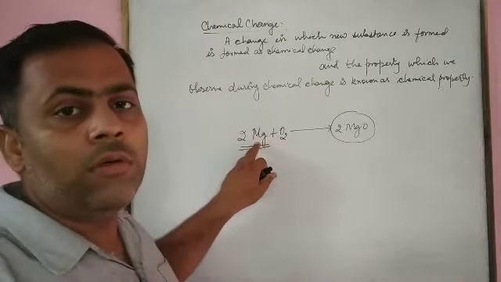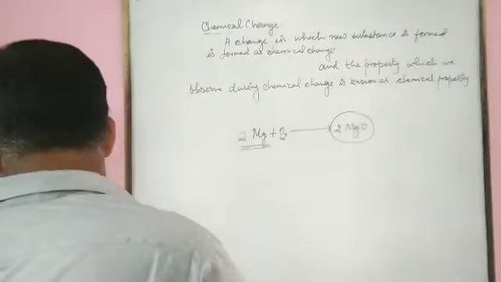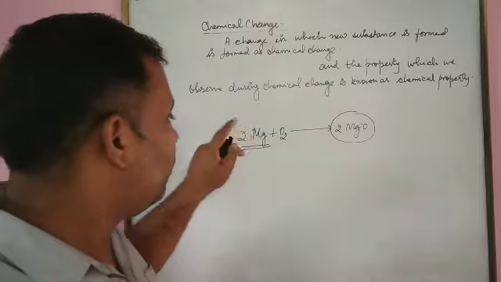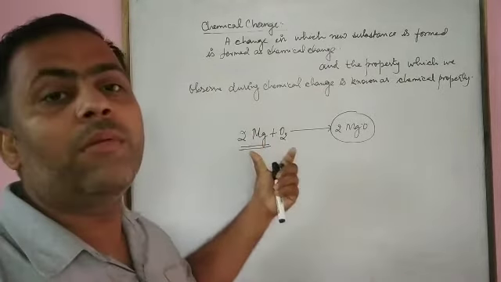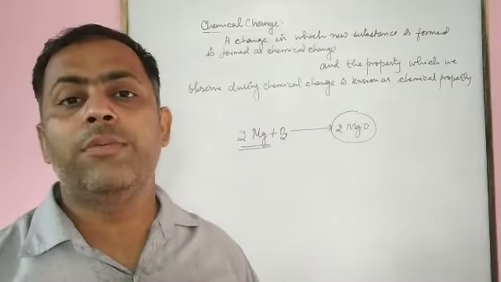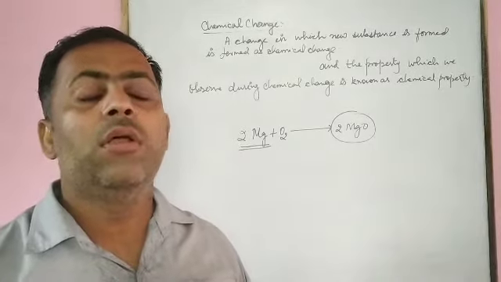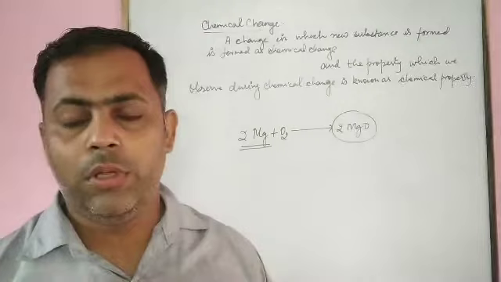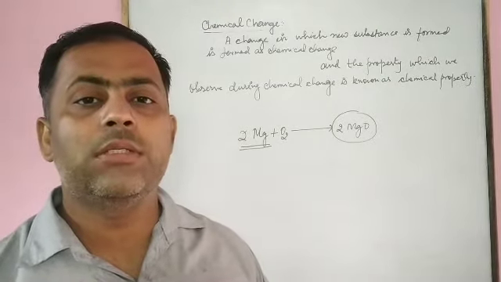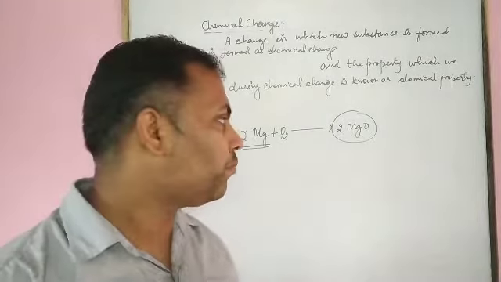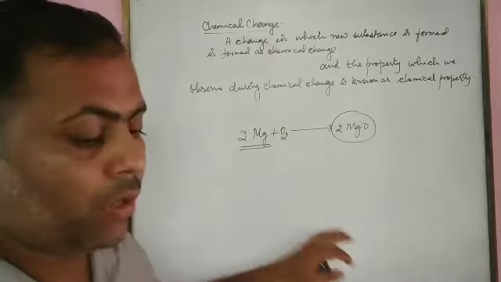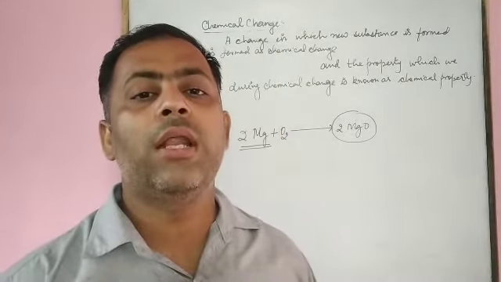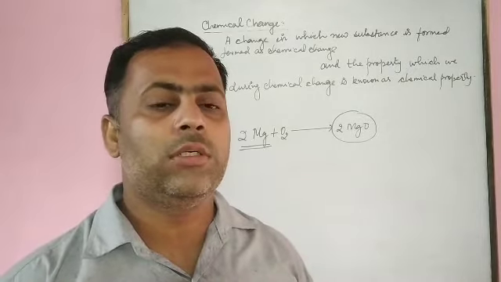Here, what do we know by this change? We know whether the magnesium ribbon is combustible or not. It means combustibility is a chemical property. Combustibility of a substance is a chemical property. Burning of wood and burning of paper are examples of chemical change.